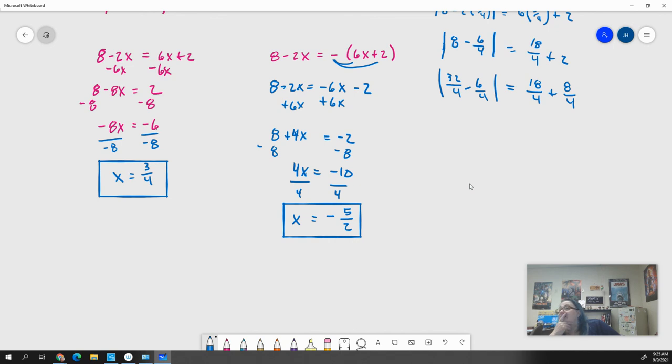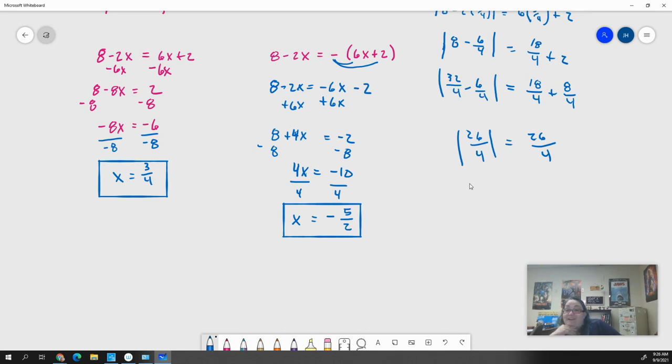32 minus 6 is 26/4. The absolute value of 26/4, that's a positive, right? Please tell me this equals 26/4. Oh good, it does. So this one works: 26/4 equals 26/4.